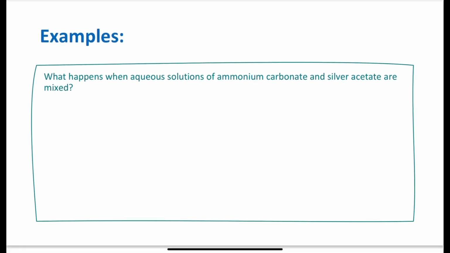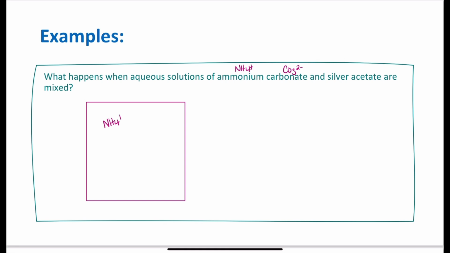What about this solution? What happens when aqueous solutions of ammonium carbonate and silver acetate are mixed? Same idea. We've got two beakers. In one beaker, we've got ammonium carbonate. Ammonium is NH4 plus. Carbonate is CO3 2 minus. Now, ammonium carbonate I know is soluble because ammonium salts are always soluble. So that means that for every two ammoniums I have in solution, I have a carbonate in solution as well.